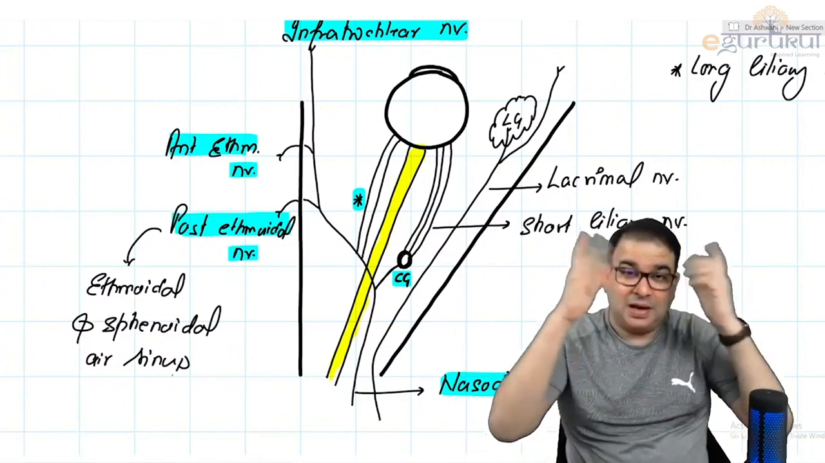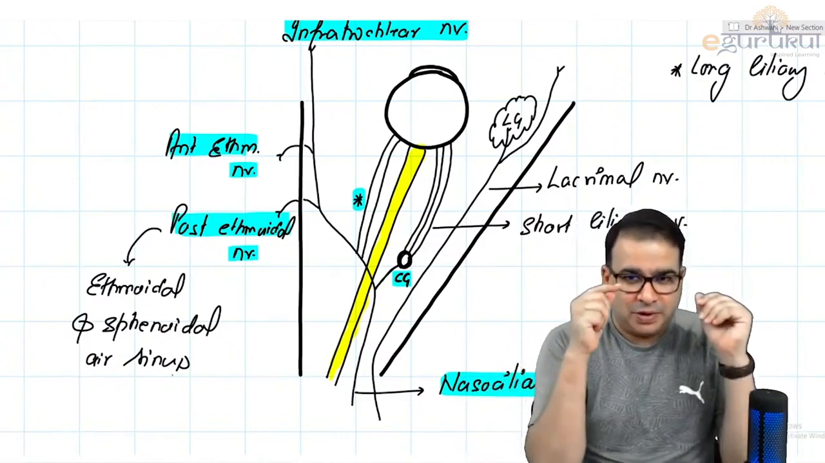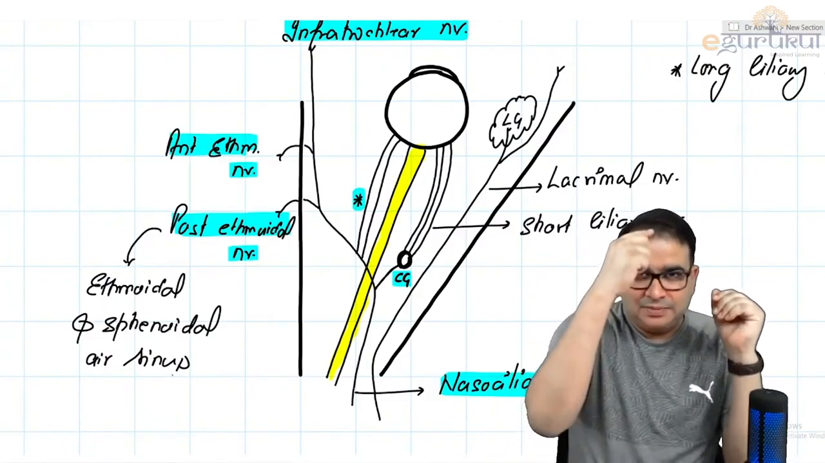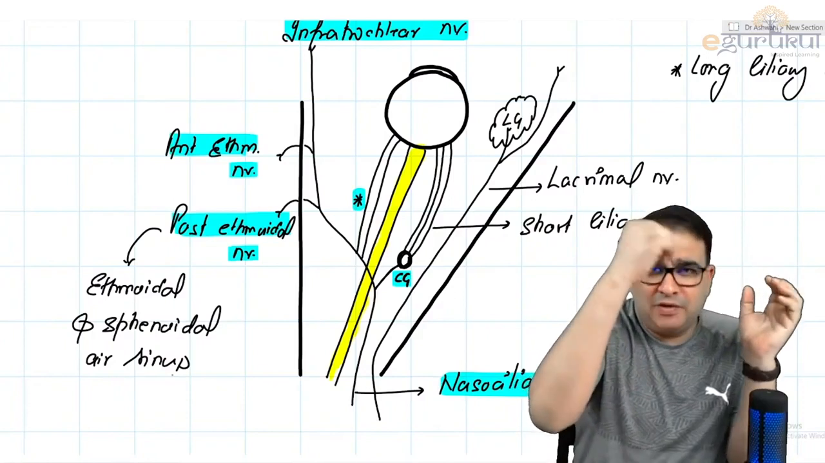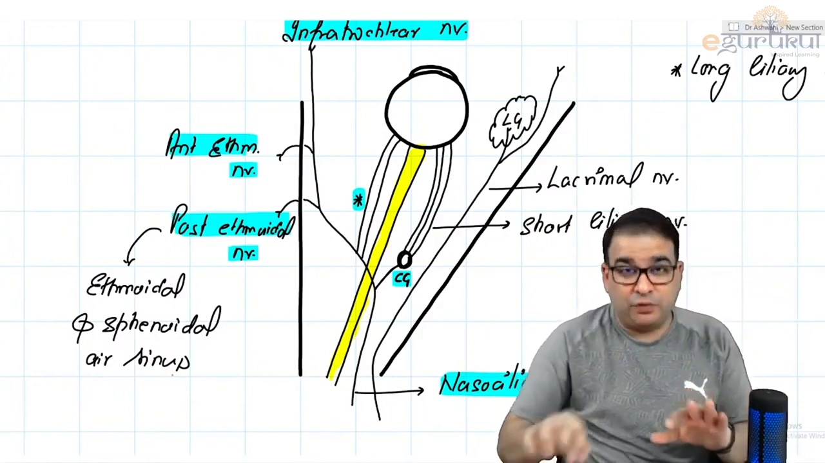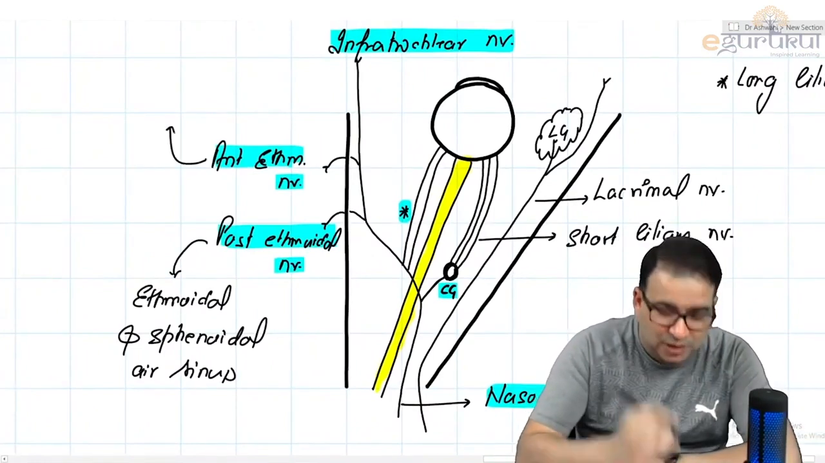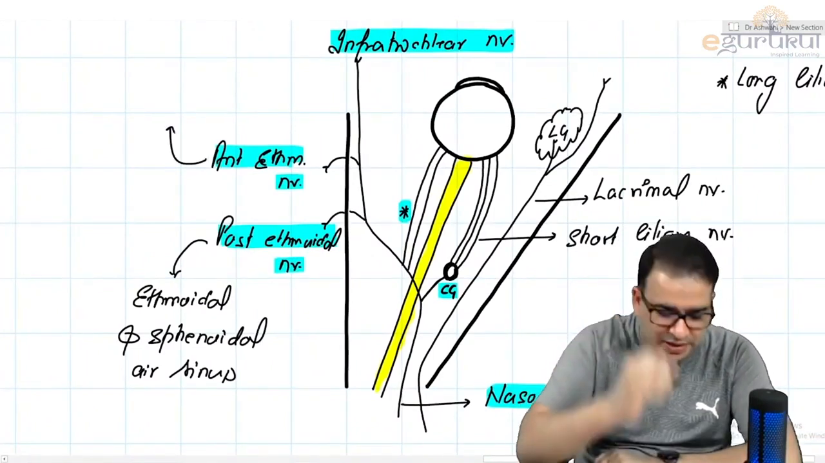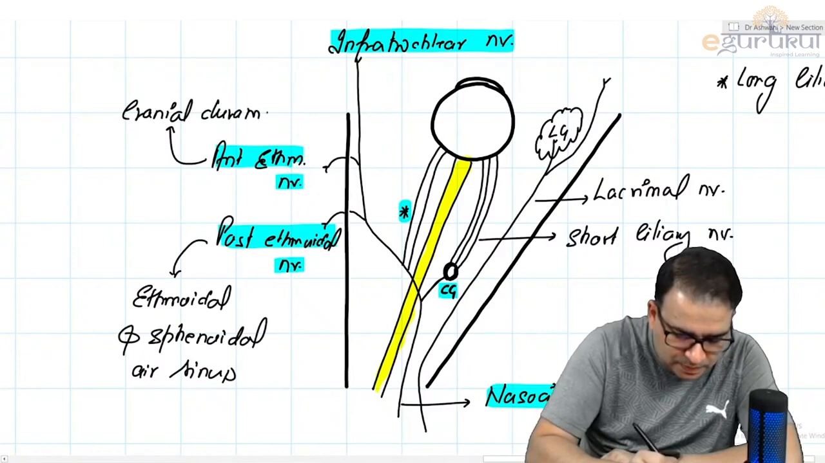Anterior ethmoidal nerve has its own story. The anterior ethmoidal nerve says, I will do something else. Anterior ethmoidal nerve, first it goes into the cranial cavity, and then it comes into the nasal cavity. How it goes into the cranial cavity and how it comes to the nasal cavity is not important for now. If a nerve goes into the cranial cavity, what will it supply there? It will supply the cranial dura mater.